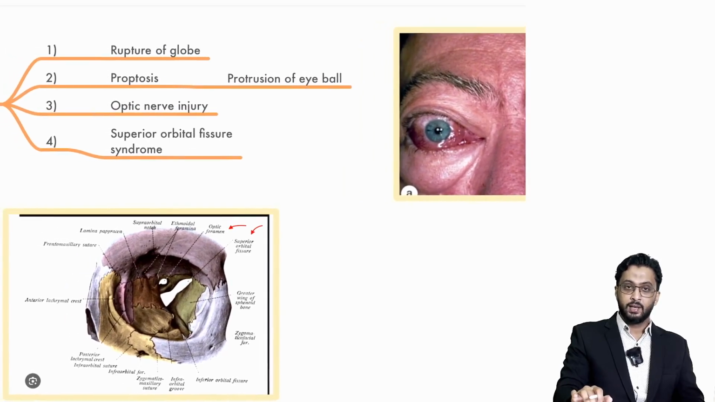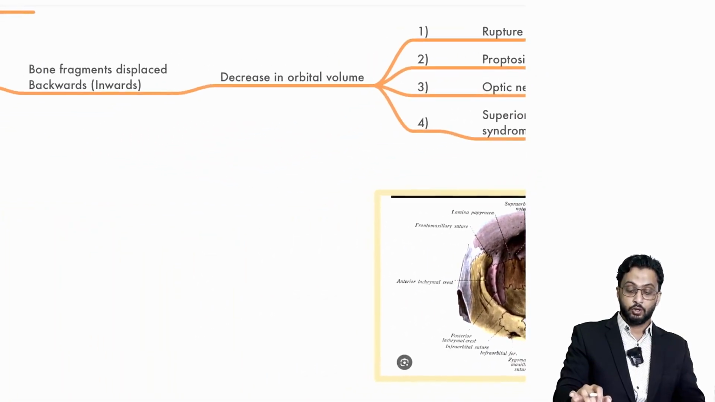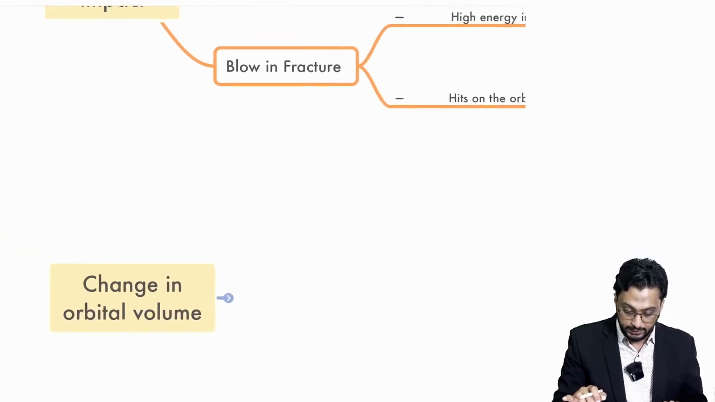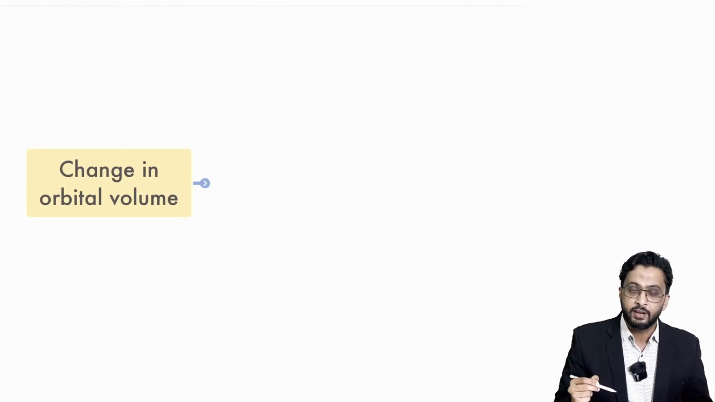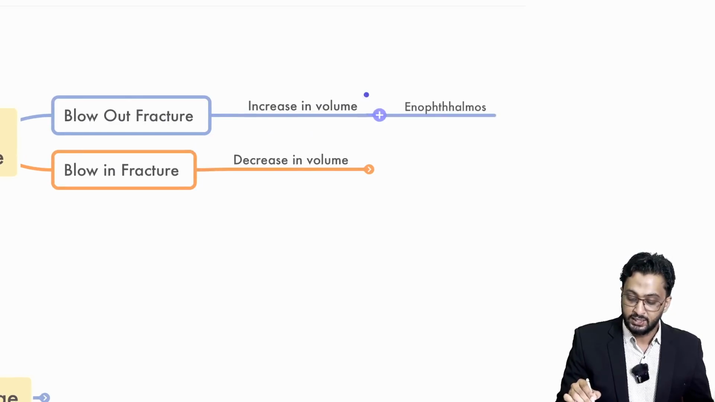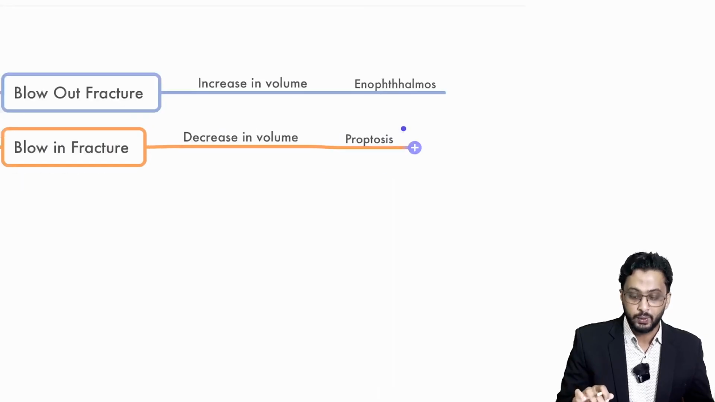This in itself would be a big lecture which we have discussed. Hope you remember the clinical problems associated with damage of the nerves. So what you need to know here is one very important differentiating feature. Major difference to note here: change in the orbital volume is different for blowout and blow in, isn't it? In blowout fracture, we saw an increase in volume. In blow in, we saw a decrease in volume. So due to increase in volume, we saw enophthalmos in blowout, and due to decrease in volume, we saw proptosis in blow in. That's very important.